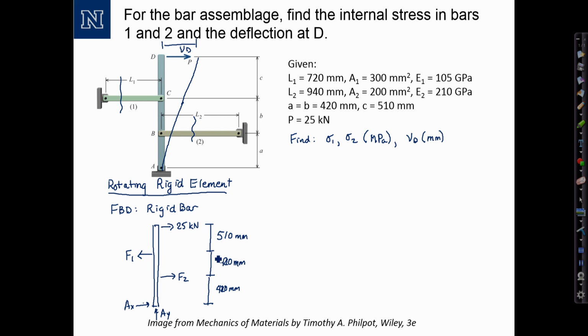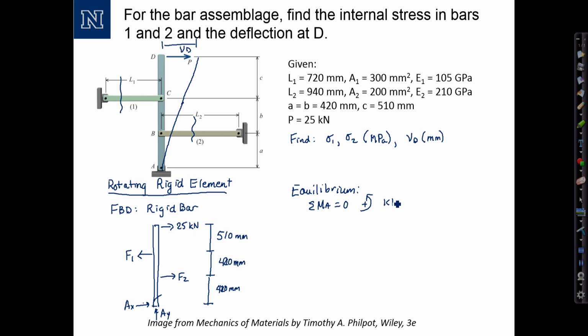So in order to find the internal stresses, I want to find the forces F1 and F2 themselves. So I don't need to find A_X and A_Y, and the most direct way to find these internal forces for my equilibrium equation is to do a sum of the moments about A. So for equilibrium, I have one equation. I'm going to do the sum of the moments about A equal to 0, taking moments to be positive in the counterclockwise direction.